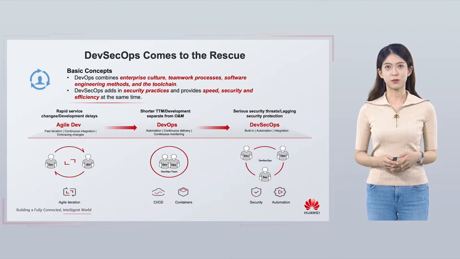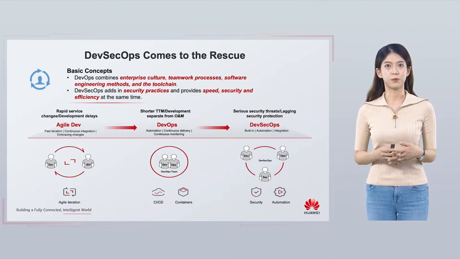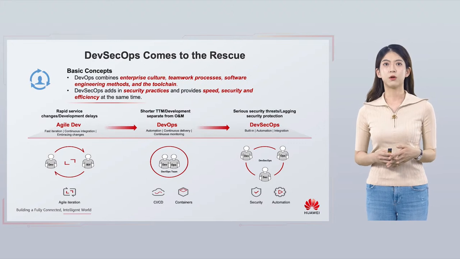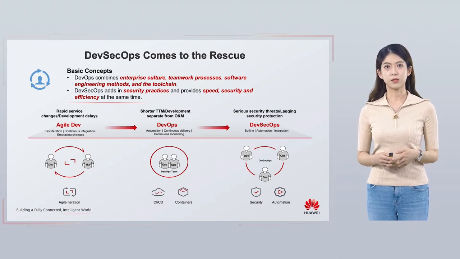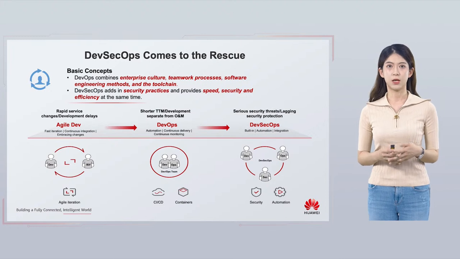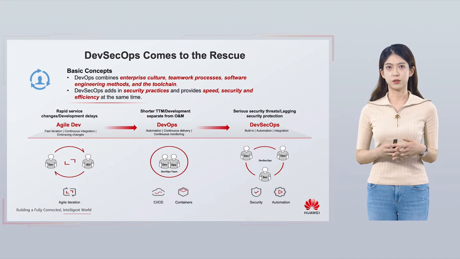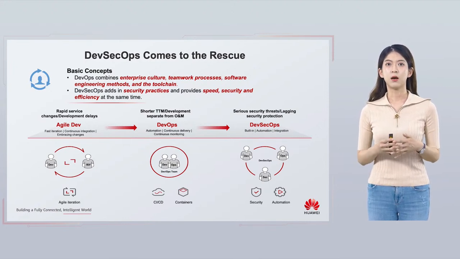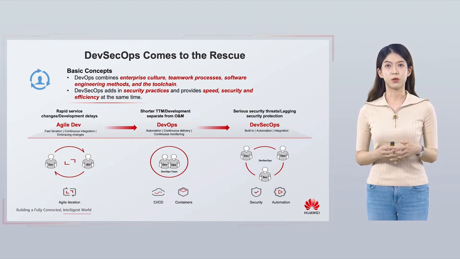So what is DevSecOps? First, we have to answer what is DevOps. People might have already been familiar with DevOps. It evolves from agile development, and it is a combination of enterprise culture, teamwork process, software engineer methods, and a toolchain. The DevOps practice combines software development and IT operations. It aims to shorten the system development lifecycle and provide continuous delivery with high software quality. So the keywords of DevOps are automation, continuous integration and delivery, and continuous monitoring.